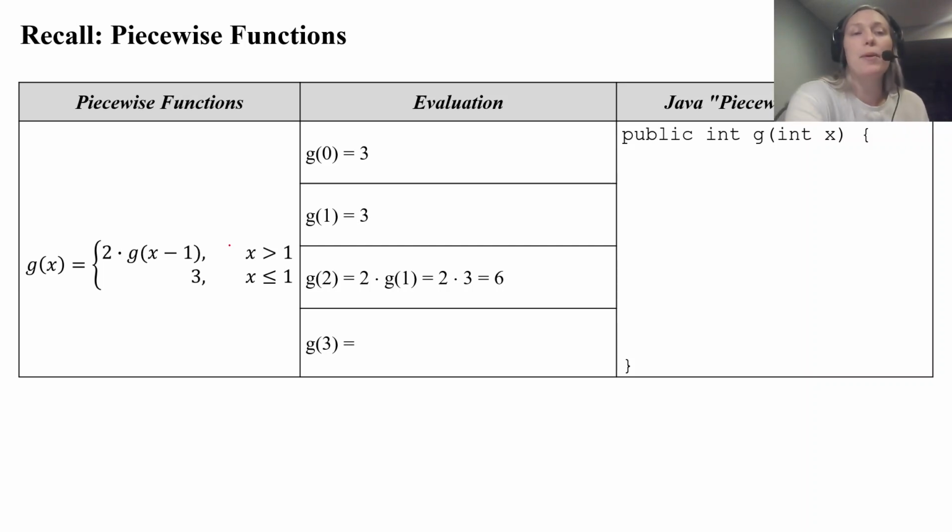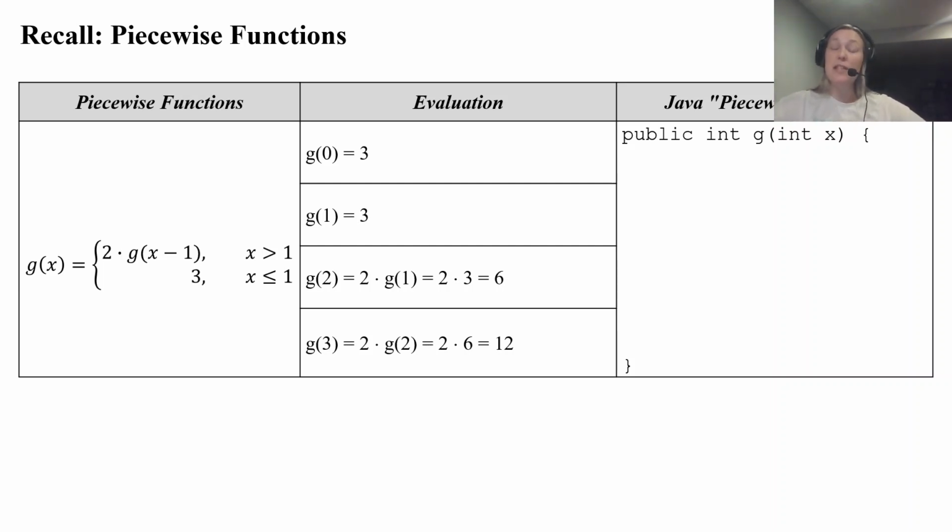Okay, here's another example, g of 3. 3 is greater than 1, so I'm going to do the same thing right here. I'm going to plug the 3 in for x right here. 3 minus 1 is 2. So I have 2 times g of 2. Okay. So in order to find what g of 3 is, I have to know what g of 2 is. Okay. So what was g of 2? I just solved it right up here. I know that g of 2 is equal to 6. So I make that substitution. 2 times 6 is 12. So g of 3 is 12.